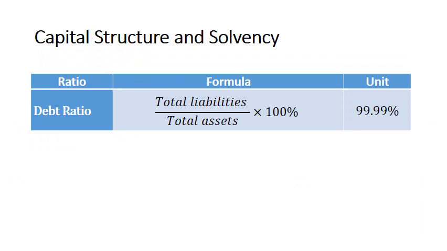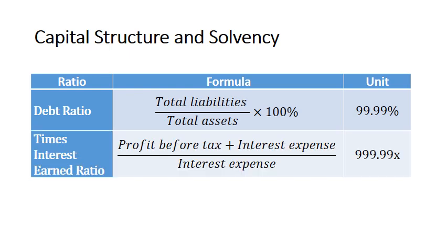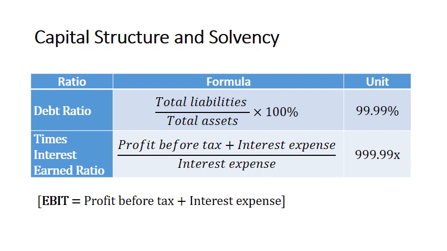Capital structure and solvency. Debt ratio equals total liabilities divided by total assets times 100%. Remember to round off your answers to 2 decimal places in percentage. Next, we look at the times interest earned ratio, which is profit before tax plus interest expense divided by interest expense. Do take note, EBIT is basically equal to profit before tax plus interest expense. Any questions so far?